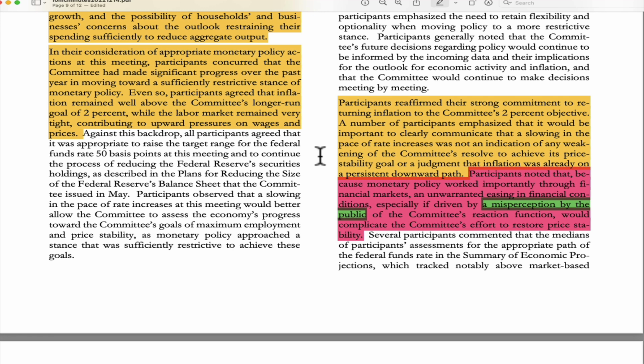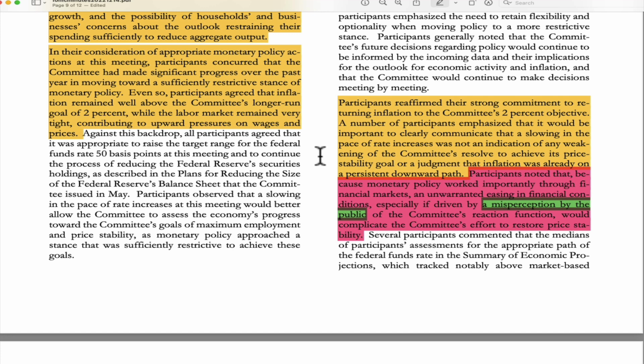Participants, not the yellow part when we get to the pink and the green here, but still, let's read the beginning. You don't start a story with the princess. You start with once upon a time in a land far, far away. Participants reaffirm their strong commitment to returning inflation to the committee's 2% objective. A number of participants emphasized that it would be important to clearly communicate that a slowing in the pace of rate hikes was not an indication of any weakening of the committee's resolve to achieve its price stability goal or a judgment that inflation was already on a persistent downward path.